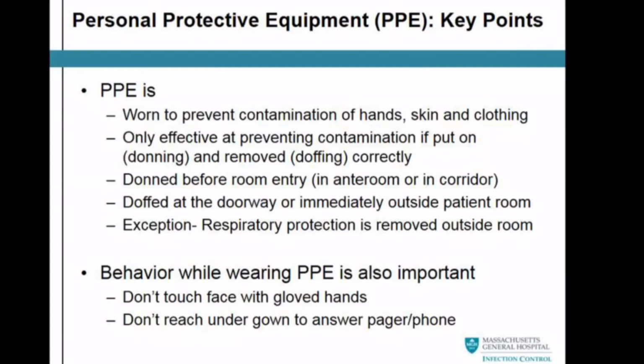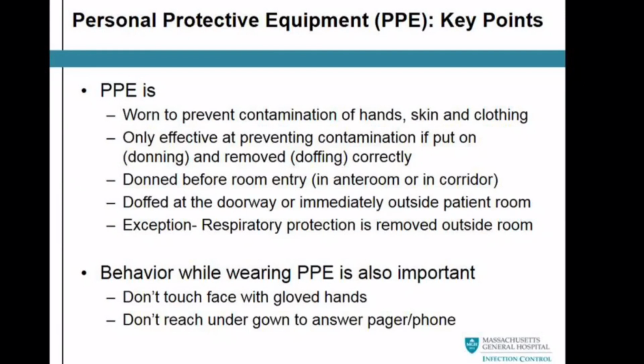First, preventing contamination reduces the risk that healthcare workers will carry pathogens from patient to patient, thus potentially spreading infection. The second reason is to prevent healthcare workers from exposure to blood-borne pathogens such as HIV or other infections they may be susceptible to. Since these are both important aims, it is important to understand that PPE is only effective at preventing contamination if it is put on, also known as donning, and removed, also known as doffing, correctly.